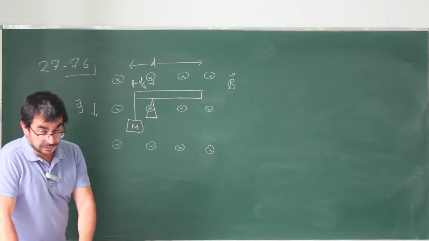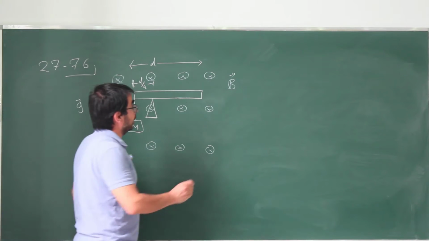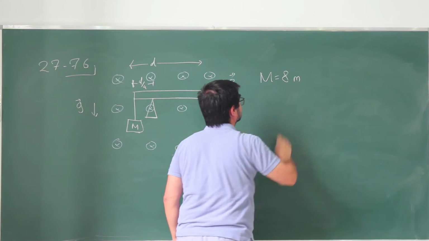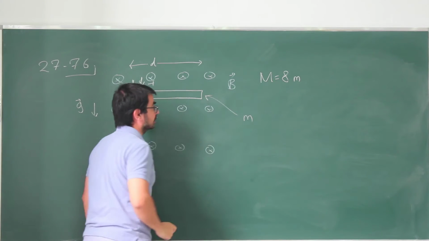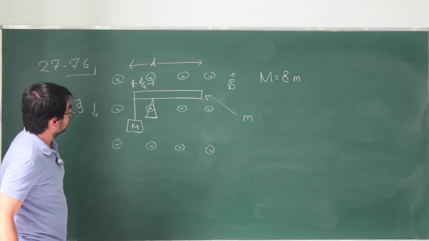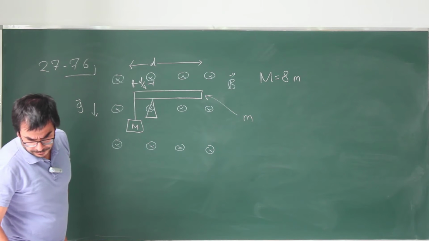Without the magnetic field, this would not be balanced. With the magnetic field, with some current passing through this rod, it is balanced. And we are given that this m is 8 times the mass of the rod itself, and we are asked to find the current that allows this system to be in equilibrium as you flow around the fulcrum.